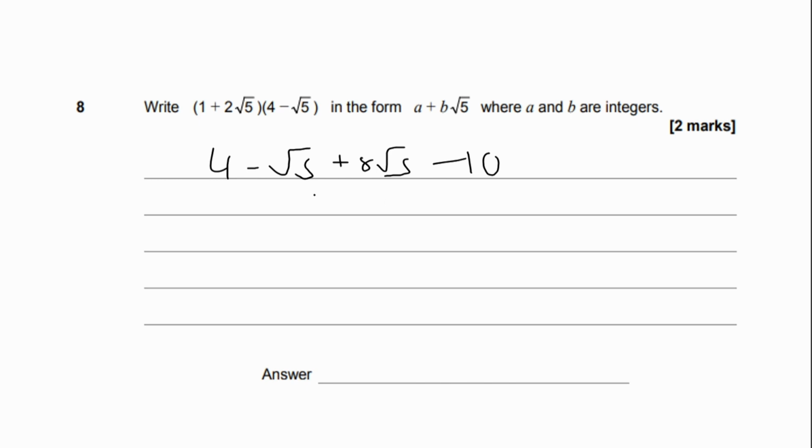Now 8 square root of 5 minus square root of 5 is 7 square root of 5, which then is taken away from 10, so you're going to actually get negative 6 plus, so this should be a plus 7 square root of 5, and that's your final answer.